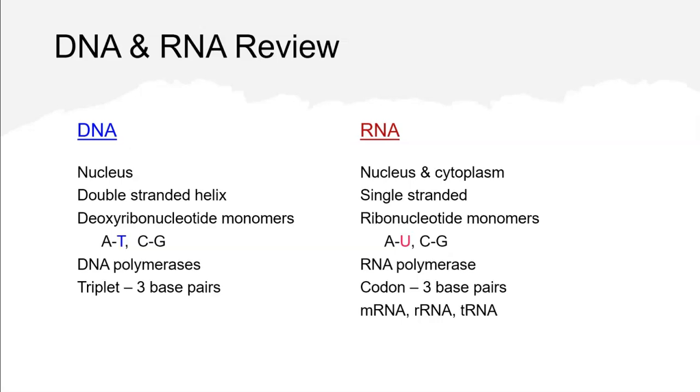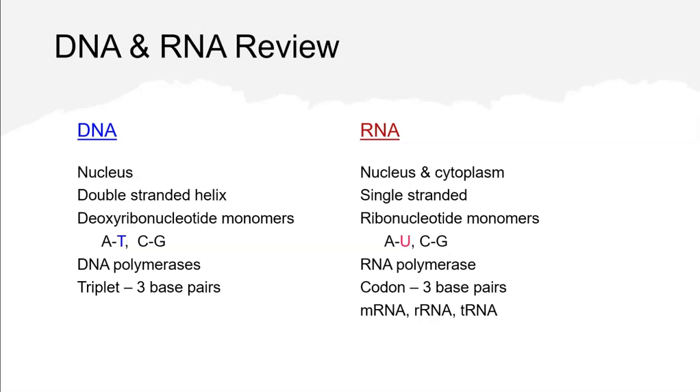Before we begin talking about using the information in DNA to make proteins, let's review DNA versus RNA. First of all, remember DNA is deoxyribonucleic acid. RNA stands for ribonucleic acid. DNA is found within the nucleus, RNA in the nucleus and the cytoplasm. DNA is a double-stranded helix held together by hydrogen bonds. RNA, single strands. Now, both DNA and RNA are made up of nucleotide monomers.